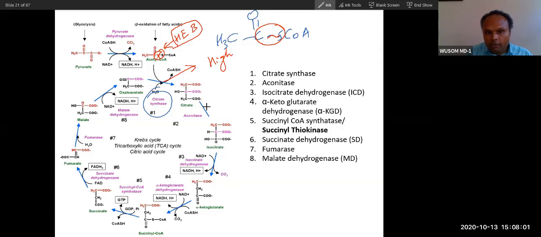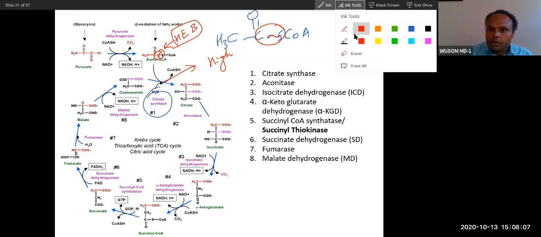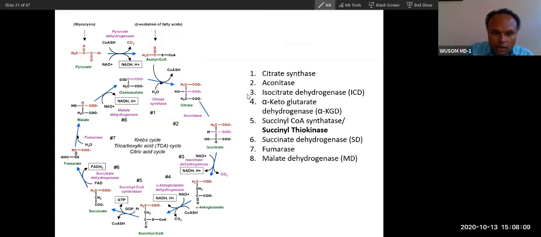That drives the reaction, an irreversible reaction. That is why this step is an irreversible step and rate limiting step. So this is the logic of the first step, and then third and fourth. These are rate limiting steps. Irreversible step means slow step, and that is why these are rate limiting steps. And here regulation happens at these three steps.